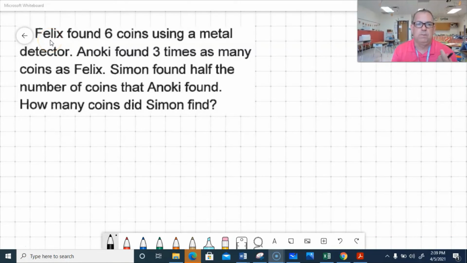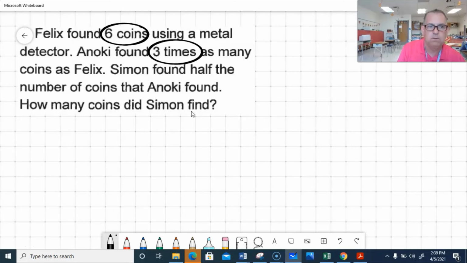Okay, let's look at the next problem together. Follow along as I read. It says, Felix found 6 coins using a metal detector. Anakoi found 3 times as many coins as Felix. And Simon found half the number of coins that Anakoi found. How many coins did Simon find? So I'm going to circle my important information. I got Felix found 6 coins. Anakoi found 3 times as many coins. And Simon found half the number of coins. Okay, so when I look at these numbers right here, look, I got a lot of information.